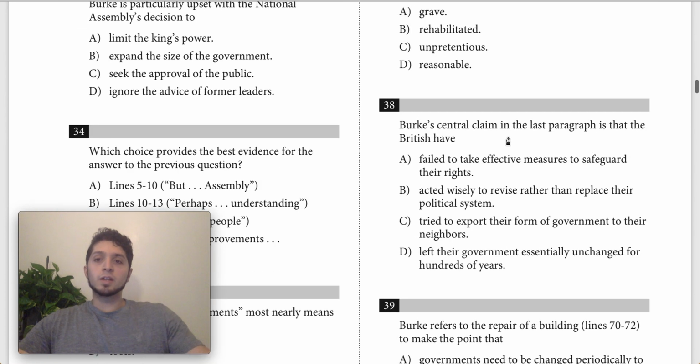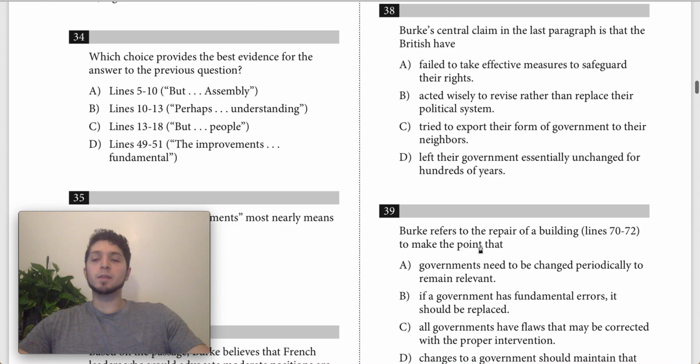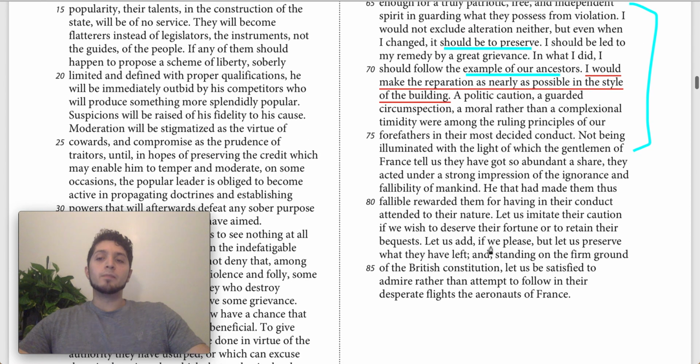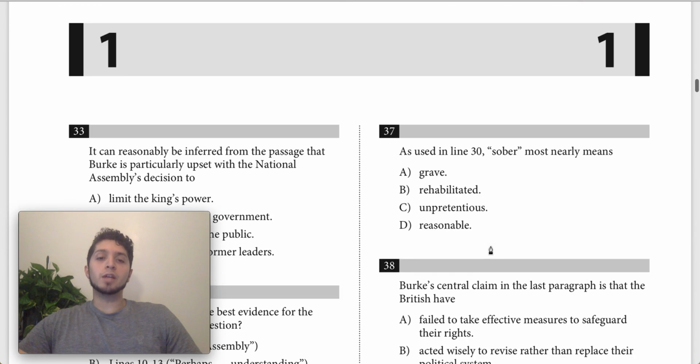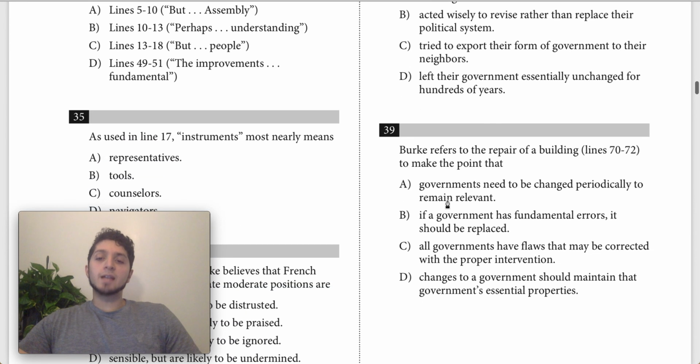So basically, if the question is asking, he refers to this repair to make the point that it's important to not completely change something when you're repairing it, right? You should preserve the foundation or what's fundamental. So A says that governments need to be changed periodically to remain relevant. And this is against the spirit of what Burke is arguing, which is that he's not wholesale against change, but he's cautious about change. So he's not making the case that every now and then, almost like on a schedule, you need to change government so they remain relevant. I think he thinks that if you have a strong foundation, it can exist in perpetuity. So I'd get rid of A.